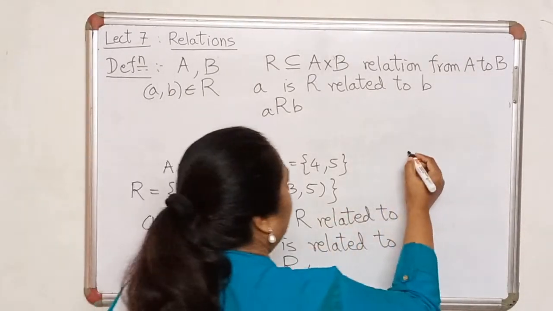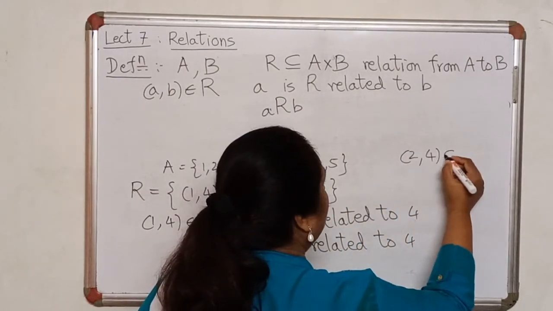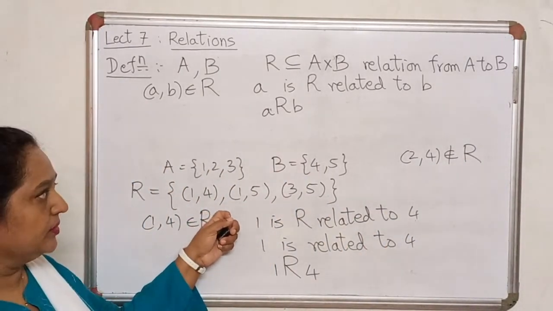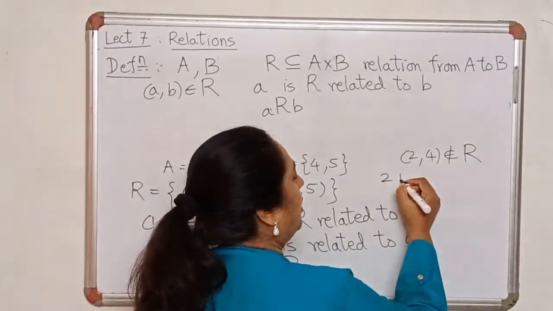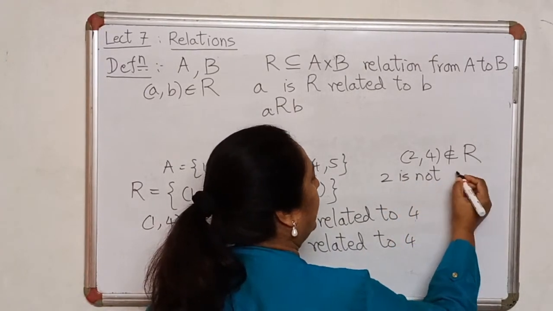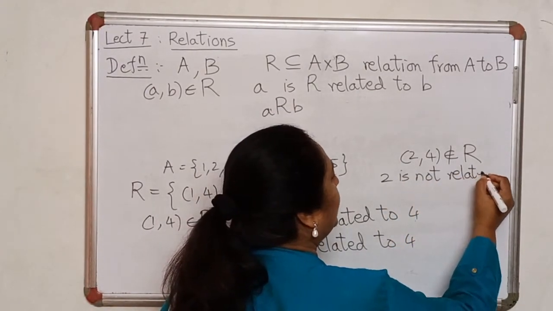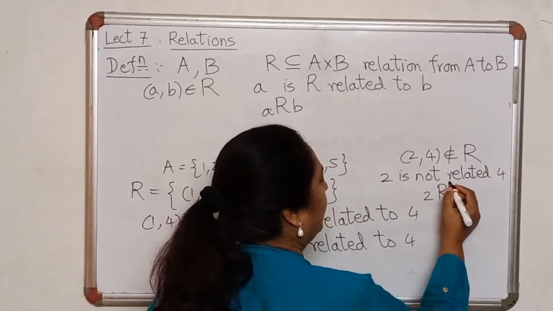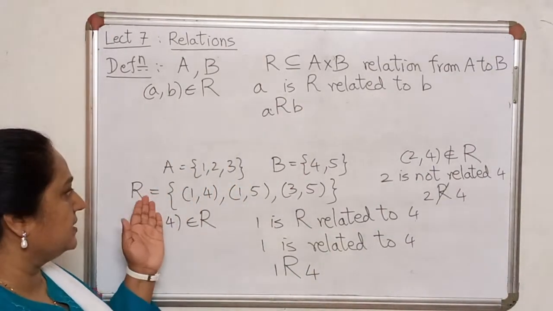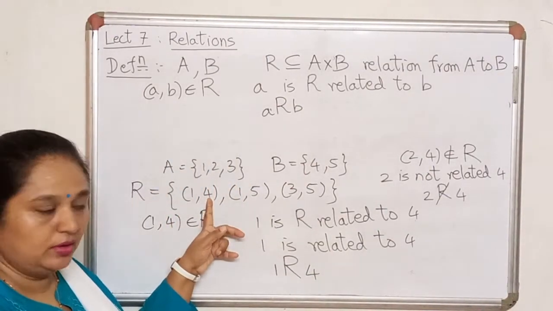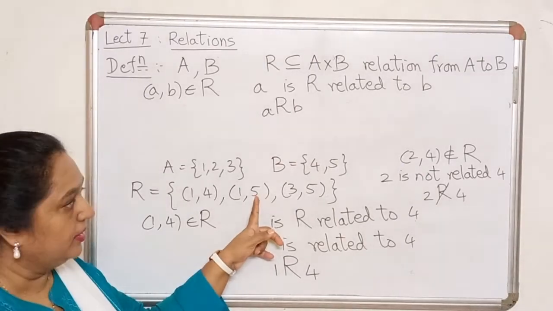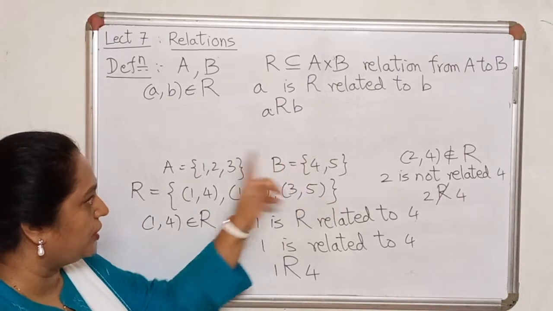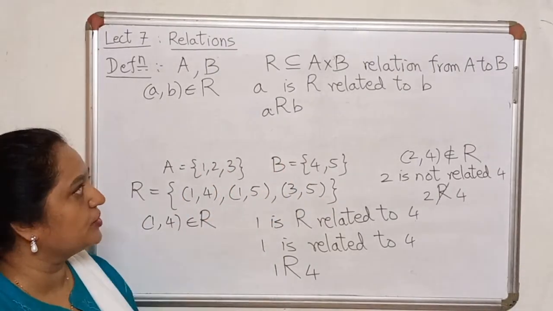For example, over here (2,4) is missing. So I do not have the ordered pair (2,4) over here. So I will say that 2 is not R related to 4, or simply 2 is not related to 4, and I will denote this fact this way. So notice that in this example 1 is related to 4, 1 is related to 5, 3 is related to 5, but 2 is not related to 4, 2 is not related to 5, and 3 also is not related to 4.